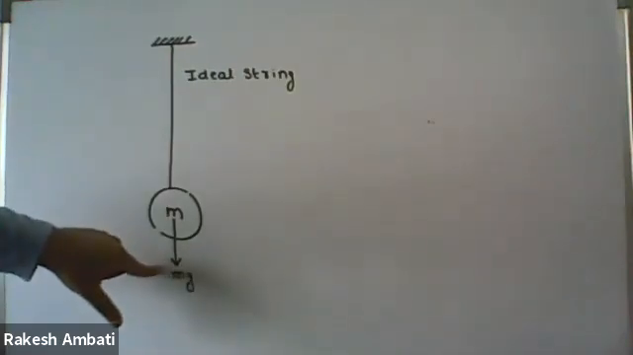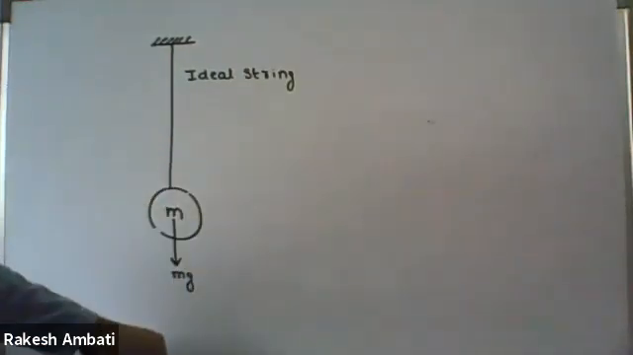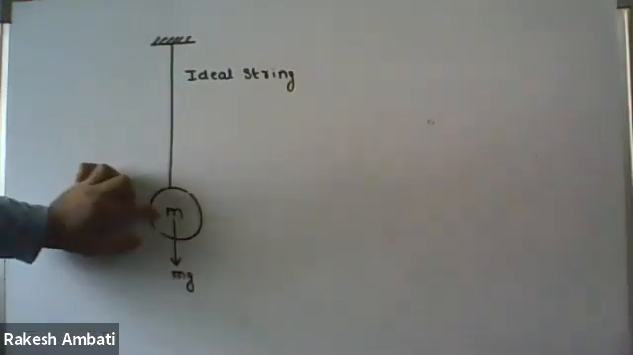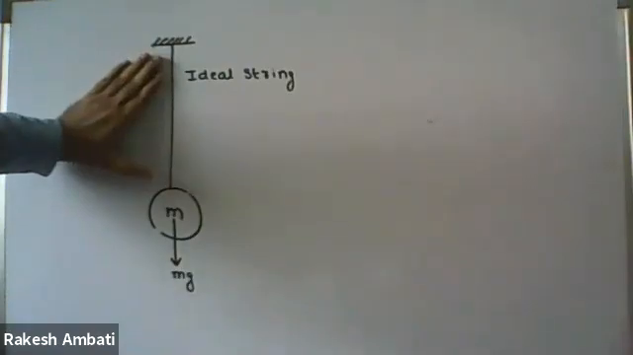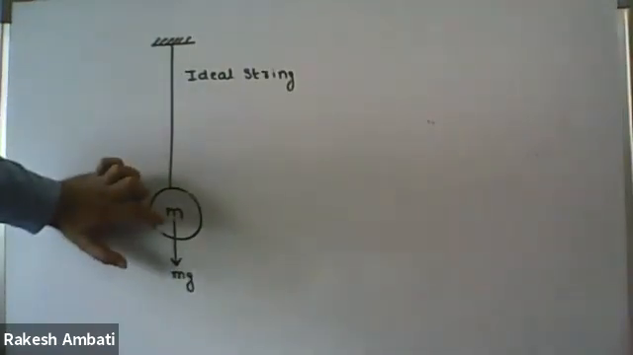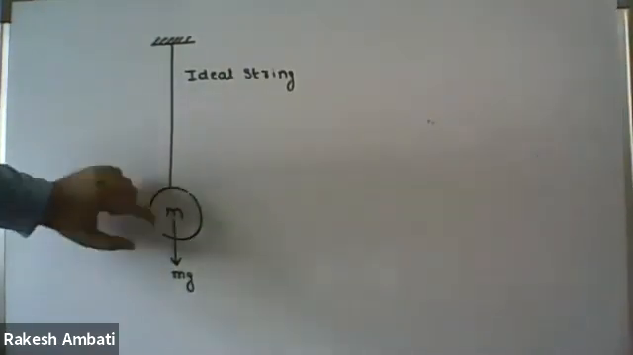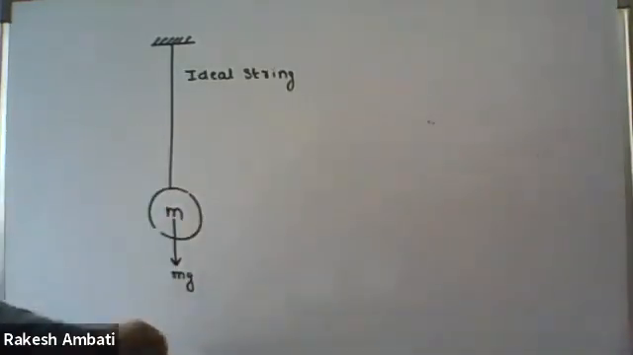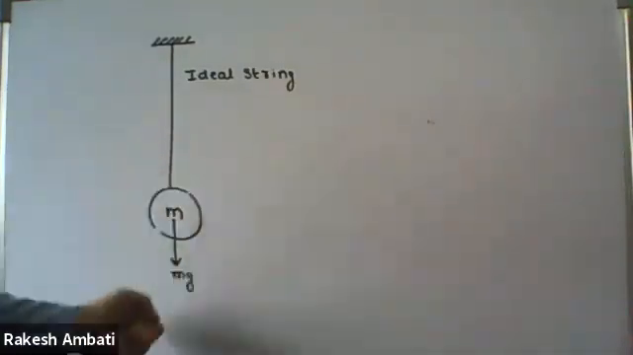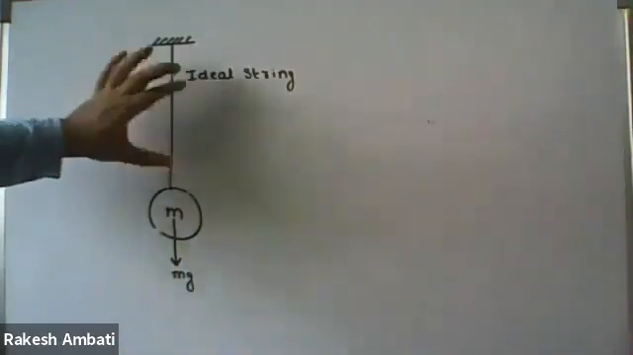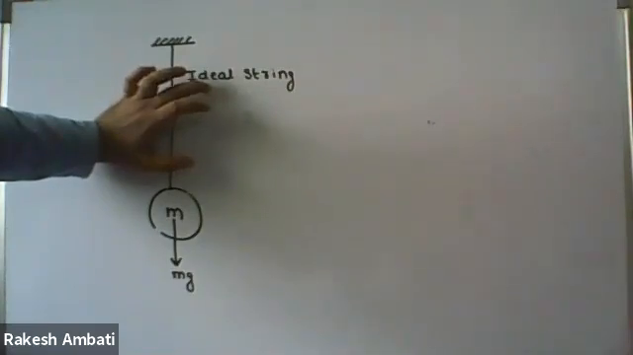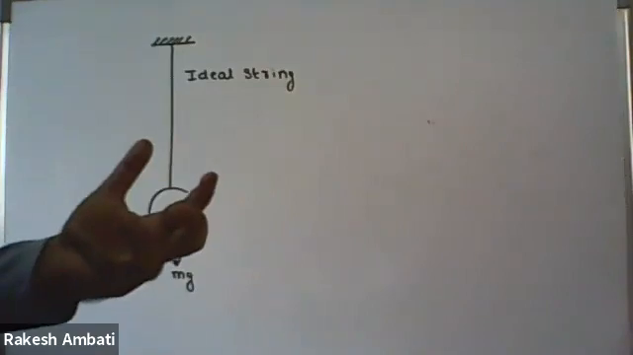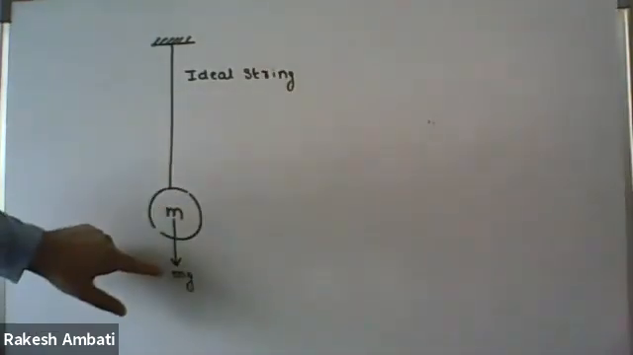Mg tries to pull the block downwards. If it were the only force present, the block would move downwards and the string would elongate, but it is an ideal string, it never elongates. So that means in the string we require one force that has to overcome this mg.